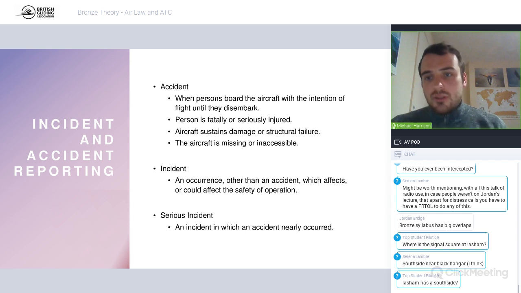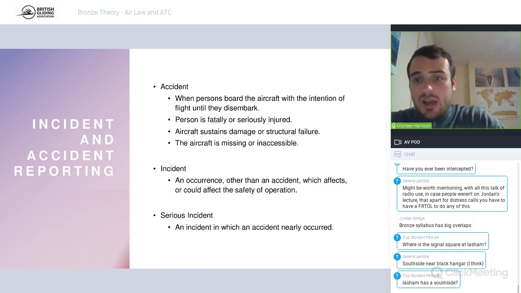An accident also happens if the aircraft is missing or inaccessible, and it only becomes an accident in that case once the official search for the aircraft is ended. If it's not an accident, then it must be an incident. So an incident is any other occurrence which affects or could affect the safety of the aircraft or of the operation, but it's not an accident. So incidents are what most things are.